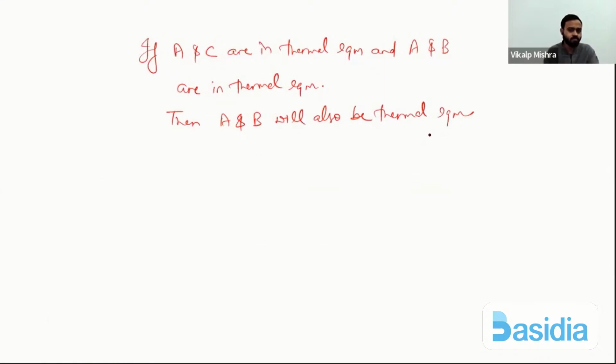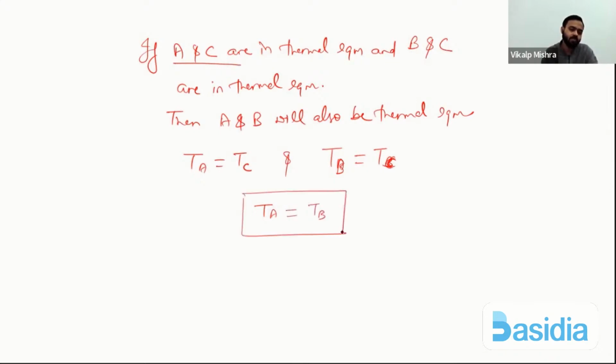So from here we can conclude. If temperature of A is equal to temperature of C, because A and C are in thermal equilibrium, and temperature of B is equal to temperature of C, because B and C are in thermal equilibrium. Wait a minute, there's a mistake, it should be B and C. So if TA is equal to TC and TB is equal to TC, then simply we can say TA equals TB. System A and system B both will be in equilibrium. Okay, so I hope all of you understood this Zeroth law of thermodynamics.